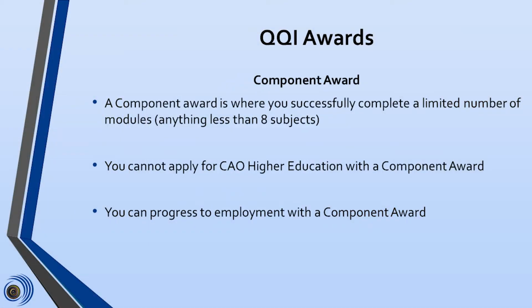Okay, and the second award is a component award. This is where you successfully complete a limited number of modules under the 8, anything less than the 8 modules that Meabh mentioned in a full award. With the component award, you cannot apply through CAO to access higher education. However, with the component award, you can apply directly for employment.